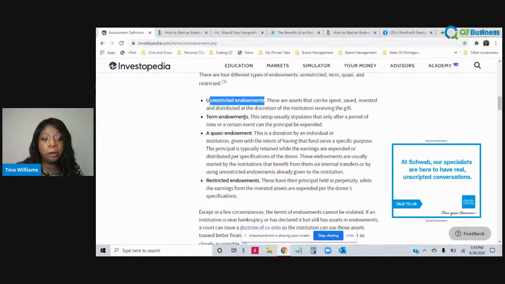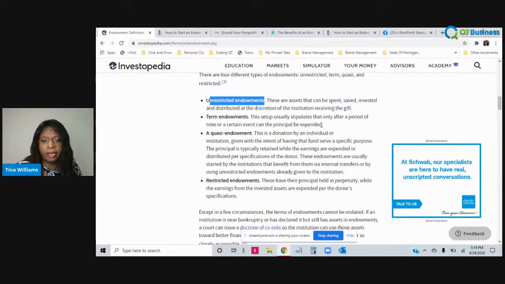Now, what is a term endowment? This setup usually stipulates that only after a period of time or a certain event can the principal be expended. So the principal would be the $1 million. So after a certain event.